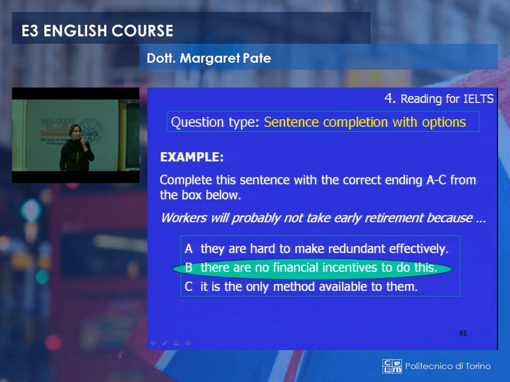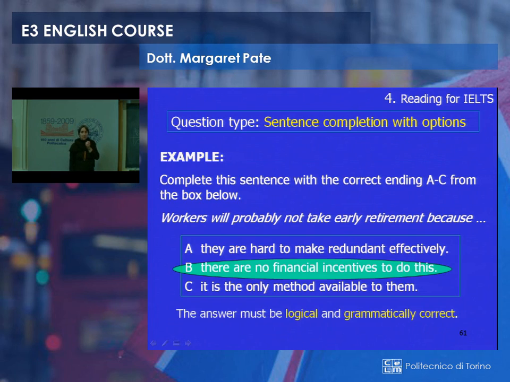The answer is B. All right. Workers will probably not take early retirement because, if we look at answer A, they are hard to make redundant effectively. Logically, that does not work. It doesn't make sense, does it? They is who? Workers. They are hard to make redundant effectively. It doesn't make sense. It's illogical, all right? Workers will probably not take early retirement because it is the only method available to them. Again, doesn't make sense logically, does it? So you need to check that your answer is both logical and grammatically correct when you're choosing the correct option. Some options you can immediately eliminate without reading the actual text because grammatically or logically they don't work. So probably when you start reading, you can eliminate 2 or 3 options and only look at maybe the remaining 2 or 3.